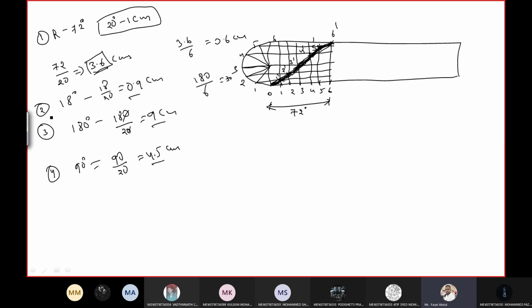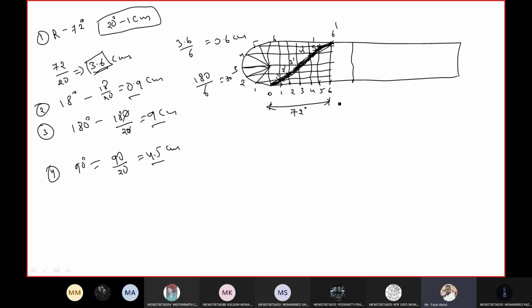Now come to the second stage. What is the second stage? Dwell period. So how many centimeters do we need to maintain? 0.9 centimeter. So measure, start from here, measure 0.9 centimeter here, somewhere it is. Now draw a vertical line.